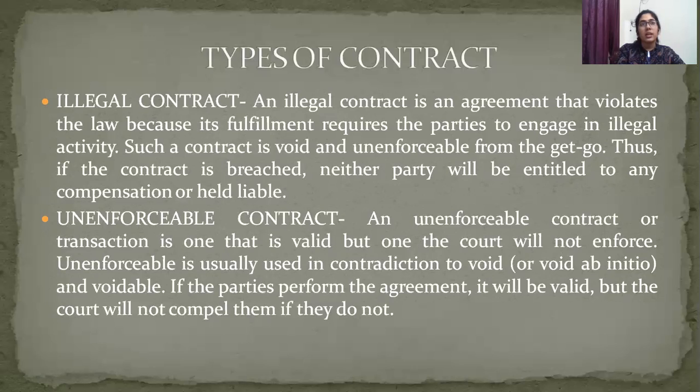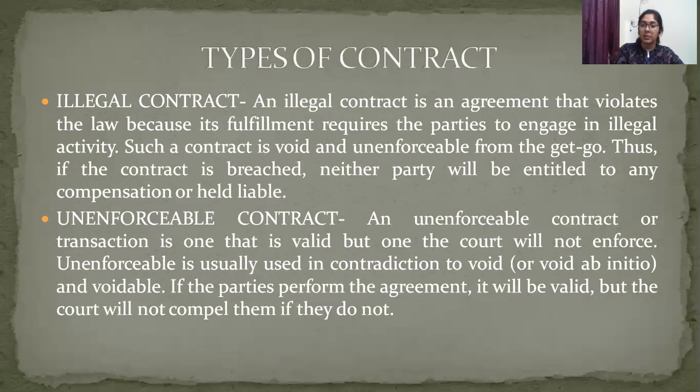For instance, there are a lot of agreements which are not necessary to be notarized. Okay, if there's an agreement between two people, it is not important to get that agreement notarized by law or by the court. So if the parties perform the agreement, it will be valid, but the court will not compel them if they do not. So these are unenforceable contracts.